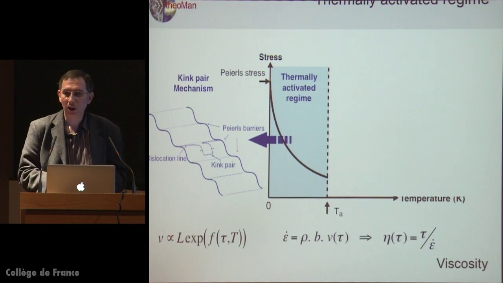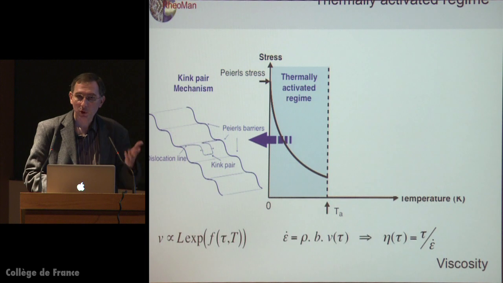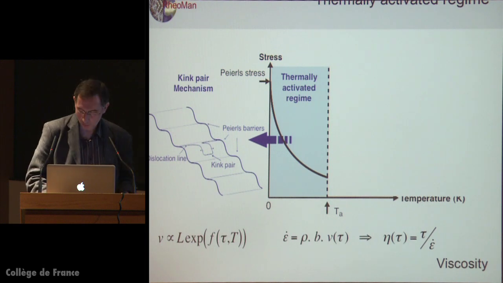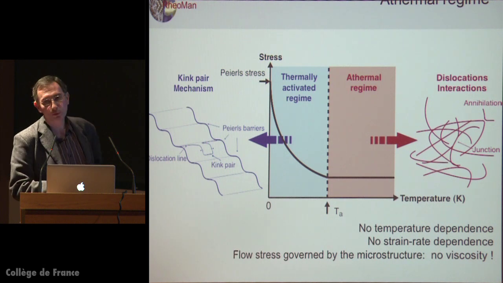And from that, we can derive an apparent viscosity. So that's fine. But at a given point, the thermal activation is enough so that the dislocation moves freely. And then we reach a plateau, and we call that the ephemeral regime.